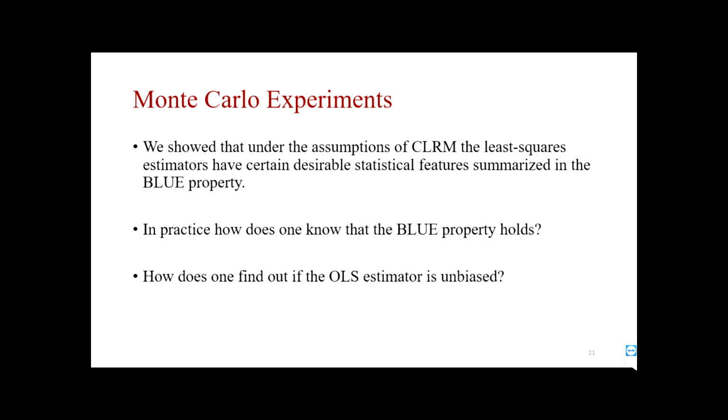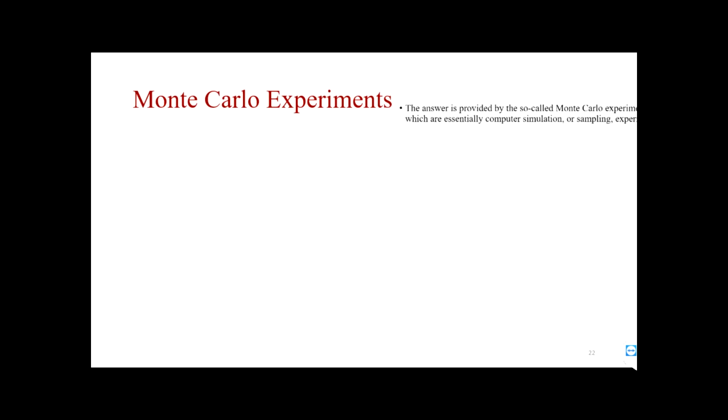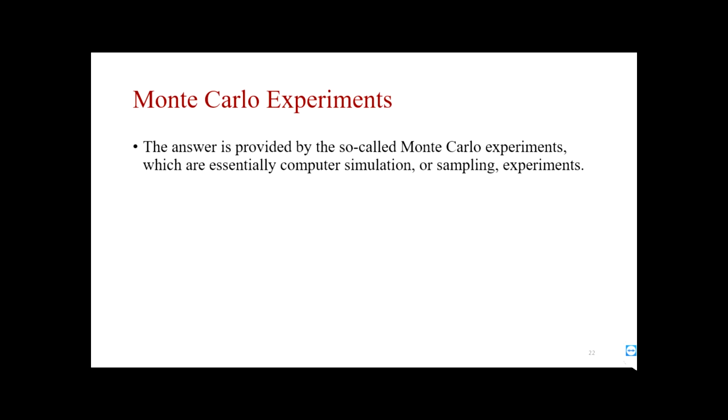Monte Carlo simulation is just repeating the same experiment over a number of observations. How does one find that the OLS estimators are unbiased? So let's start by explaining how to do this. The answer is to provide a Monte Carlo experiment, which is essentially a computer simulation or sampling experiment.